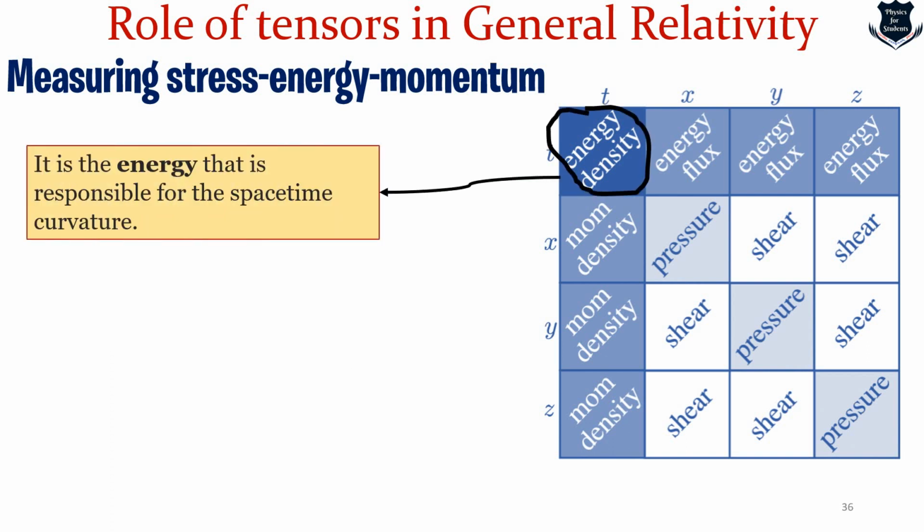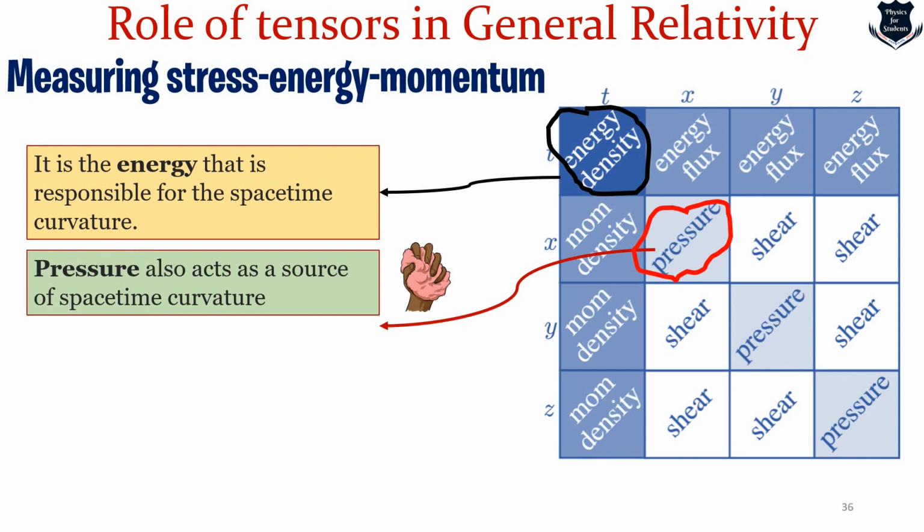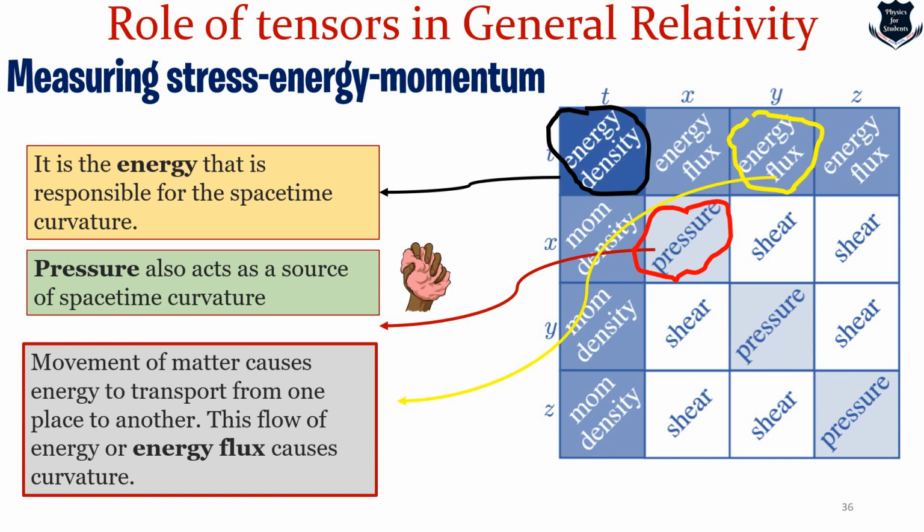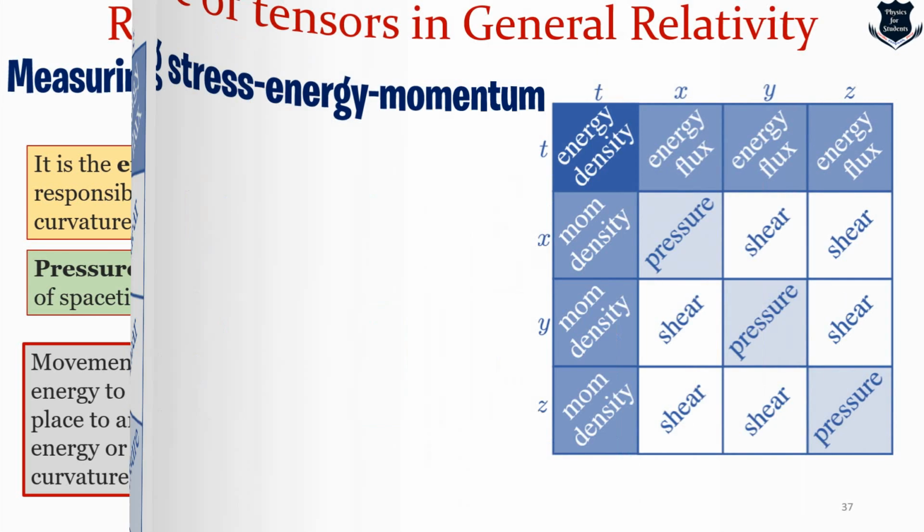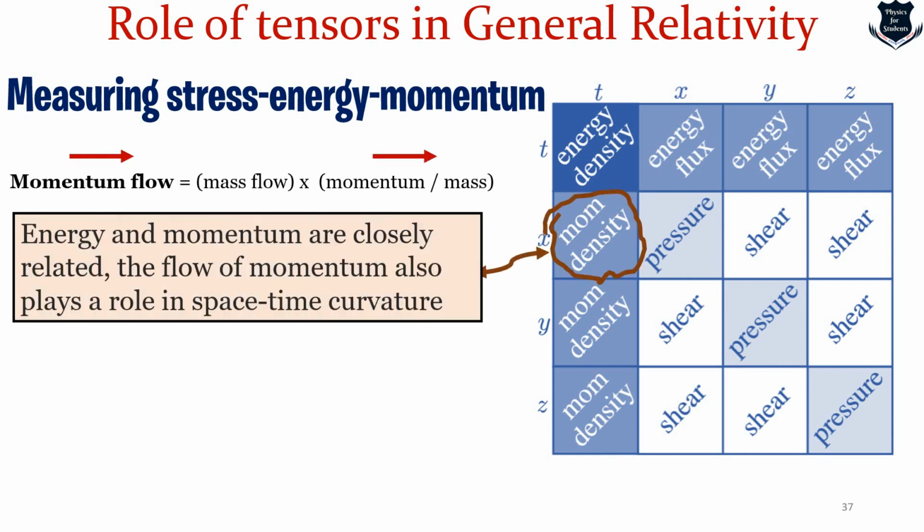This is the energy density. That means it is responsible for the space-time curvature. Pressure, if you squeeze something, it creates a pressure, which also acts as a source of space-time curvature. Matter movement creates a kind of energy flux which causes further curvature. Now you see, the left one is the momentum density, which we call mass flow, multiplied by either momentum or mass.